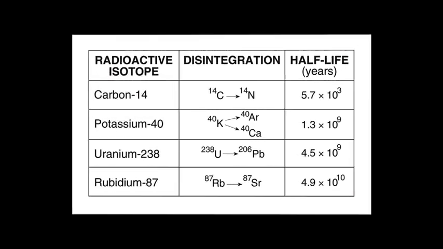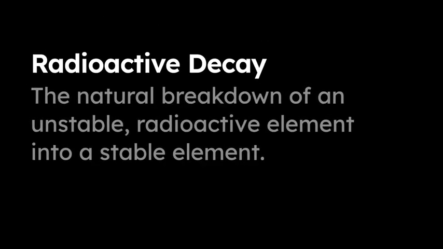Let's begin with the definition. Radioactive decay is the natural breakdown of an unstable radioactive element into a stable element. All you need to understand for this basic video is that in nature, certain elements exist in an unstable form, and they go through the process of decay to become more stable.